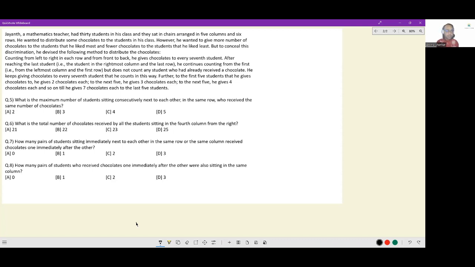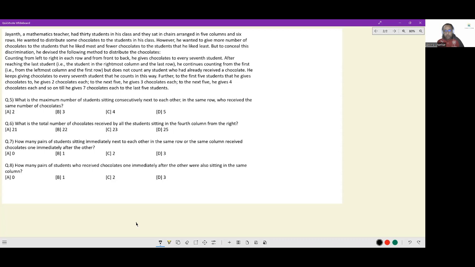But to conceal this discrimination, he devised the following method to distribute the chocolates. Okay, so he's being smart. He's hiding his discrimination by some mechanism. Starting from left to right in each row and from front to back, he gives chocolates to every 7th student. After reaching the last student, that is the student in the rightmost column and the last row, he continues counting from the first, that is from the leftmost column and the first row, but does not count any student who had already received a chocolate. He keeps giving chocolate to every 7th student that he counts in this way.